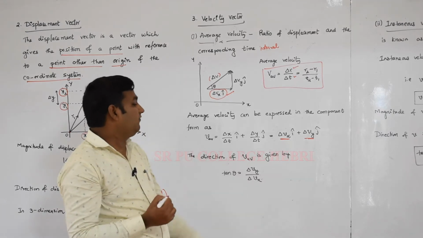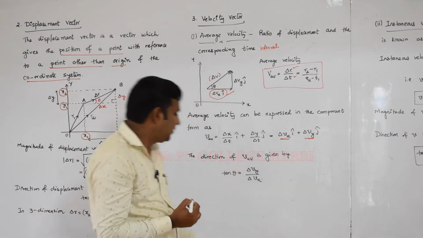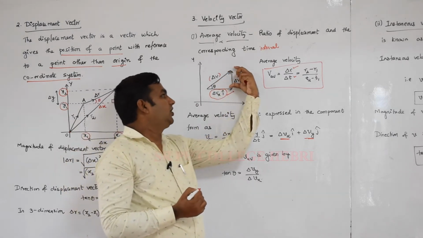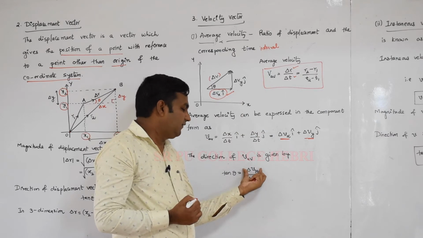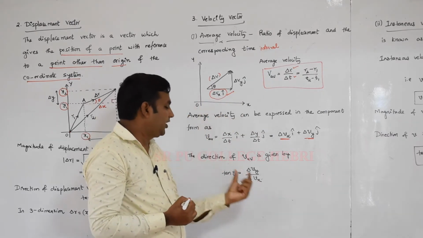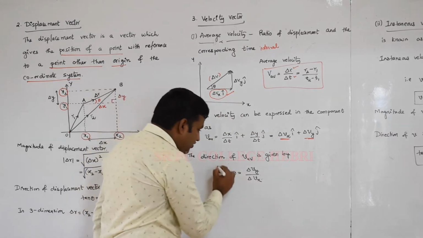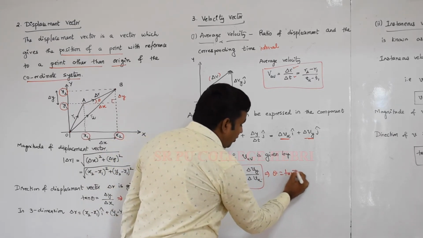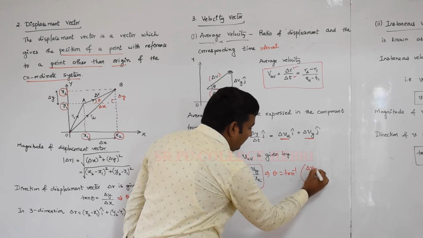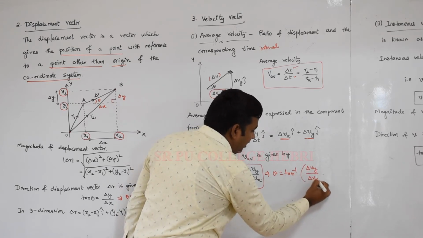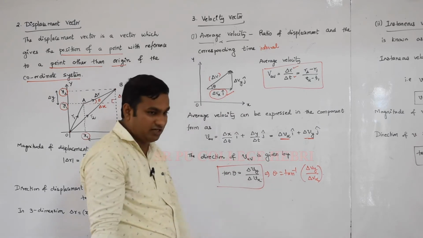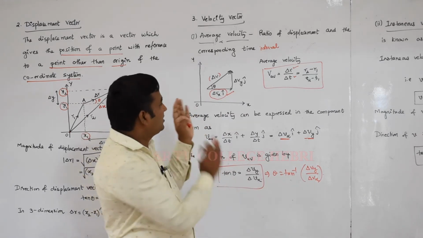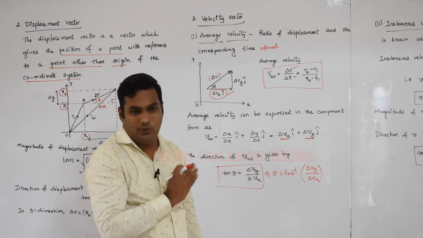The direction of average velocity, V average, is given by tan theta equal to the vertical component of velocity delta Vy divided by the horizontal component of velocity delta Vx. Depending on this we get theta equal to tan inverse of delta Vy divided by delta Vx, which indicates the direction of average velocity. Now these are the few important things related to average velocity.